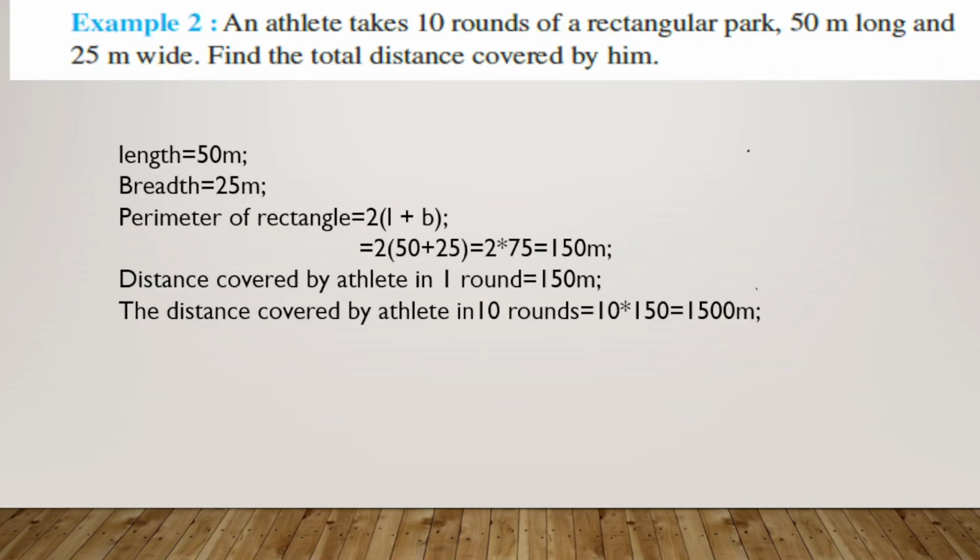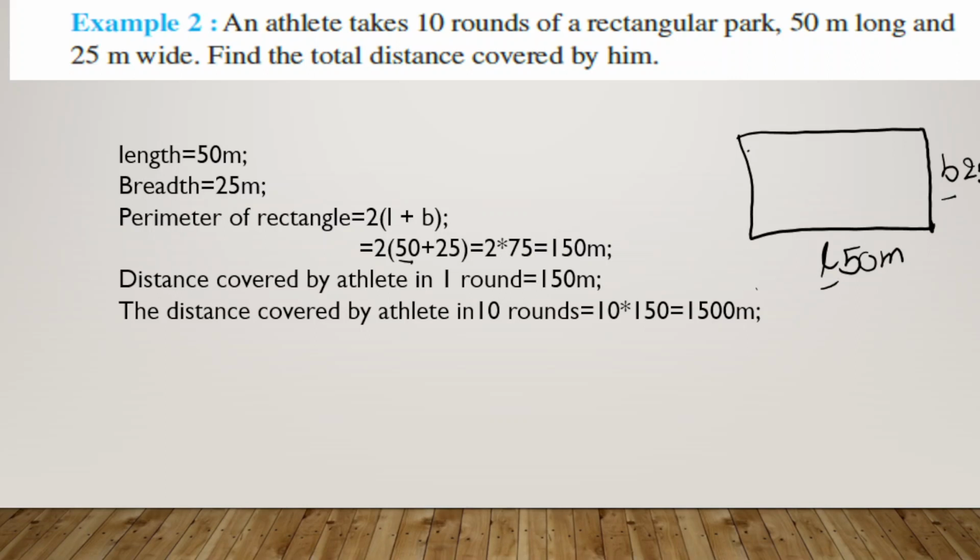And coming to the next one, an athlete takes 10 rounds of a rectangular park. Let's assume this as a rectangular park, and the length was given as 50 meters and the breadth as 25 meters. You know that the perimeter of the rectangle is 2 into (L plus B). Let's substitute the values: L is 50 and B is 25. 50 plus 25 is 75. So 2 into 75 equals 150 meters.